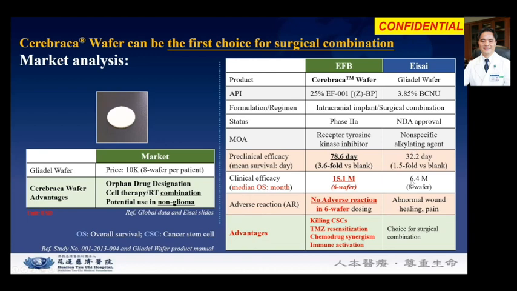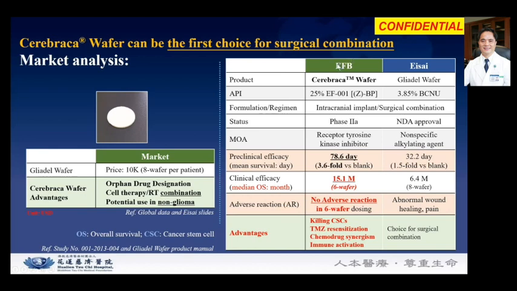But they can only extend the median overall survival by 6.4 months with the implantation of 8 wafers, radio wafers. But the adverse effects of this drug involve delayed wound healing, and it may also cause brain edema and epilepsy.